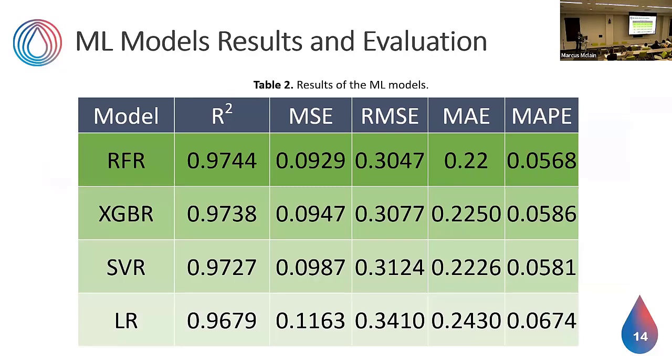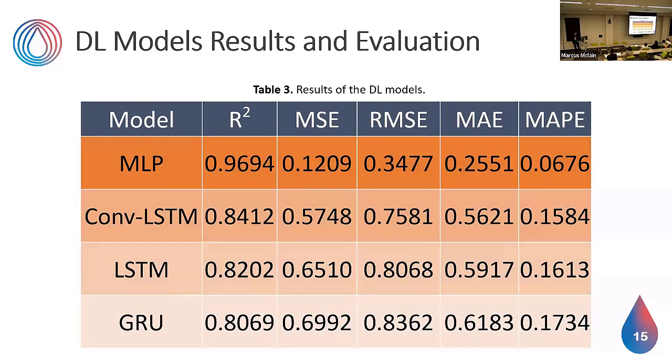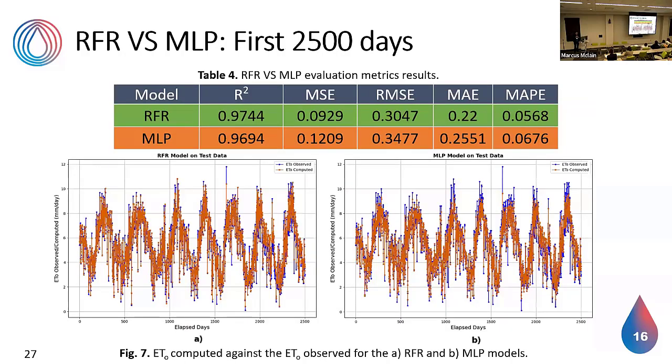For the machine learning models, the random forest regressor was the best performing model, followed by the XGB regressor, support vector regressor, and linear regression. For the deep learning models, the best model was the multi-layer perceptron, followed by the convolutional LSTM, LSTM, and GRU. Due to time constraints, we are going to focus on the 2 best performing algorithms.